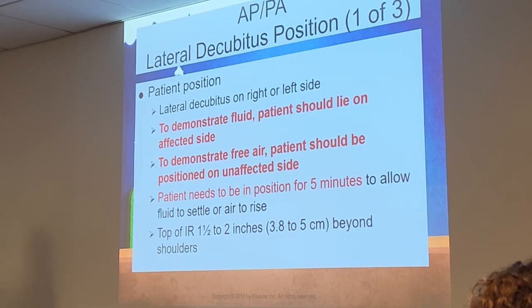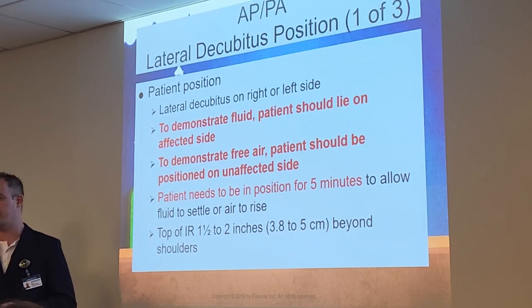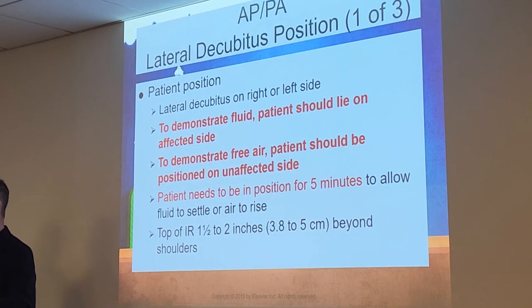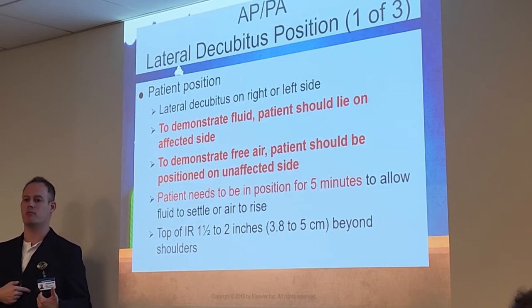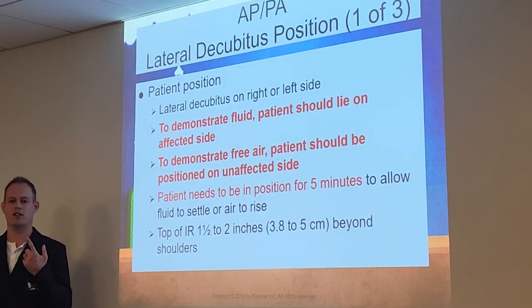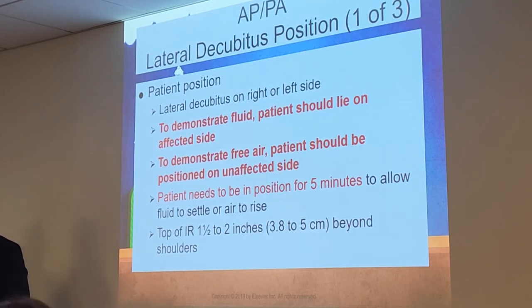What's the other one we always look for? That free air. For free air, the patient should be positioned on the unaffected side. So once again, for fluid, if it's in my right lung, right side down. If it's in my left lung, left side down. But for free air, if free air is in my left lung, I'll put the right side down. If air is in my right lung, I'm putting the left side down. Because what was that quote I told you? Fluid falls and air rises. Great little quote to never forget there, because they love to ask these questions on the registry about DQs.